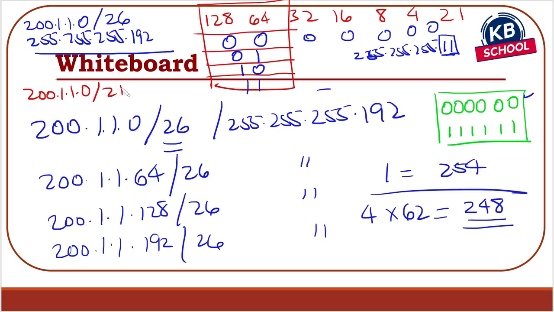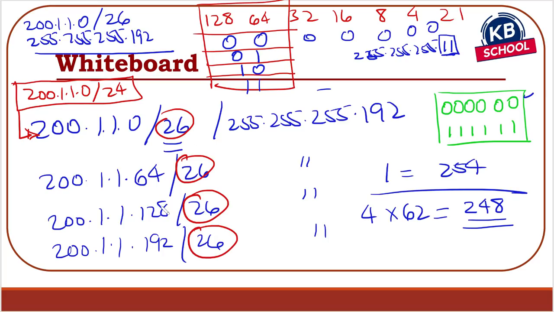200.1.1.0. This was the major network that was given to me by my ISP, and I split it into these smaller networks with bigger masks. So this is where the borrowing took place. I borrowed from my host portion, gave it to my network portion, giving me subnets. These are known as subnets.